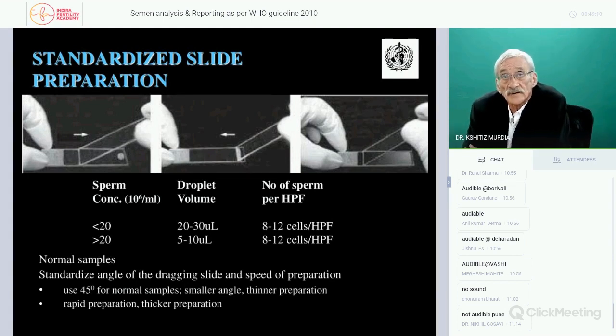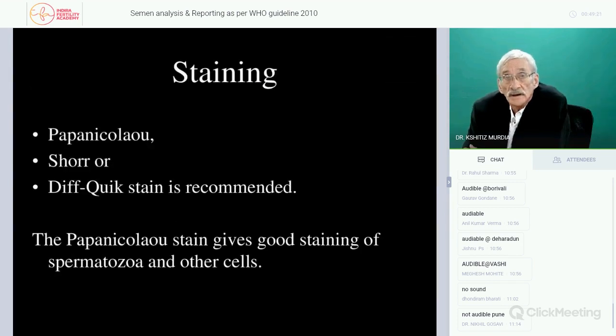Because if you have an overcrowded slide, with overlapping sperm, it's not possible to do morphology in an orderly manner. It should be a well-prepared slide. Staining methods recognized and advised.